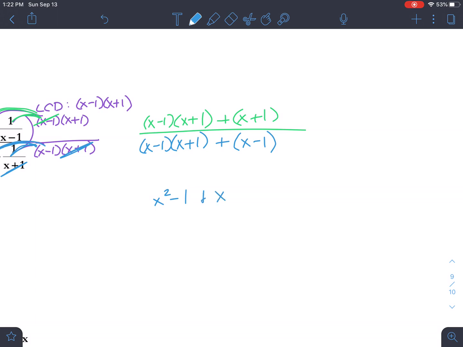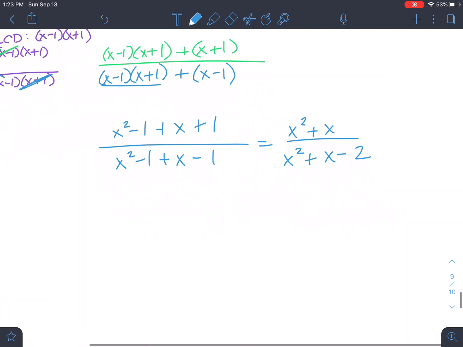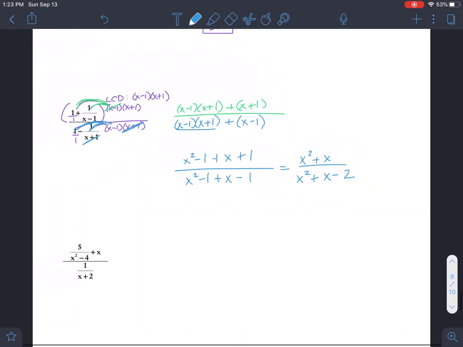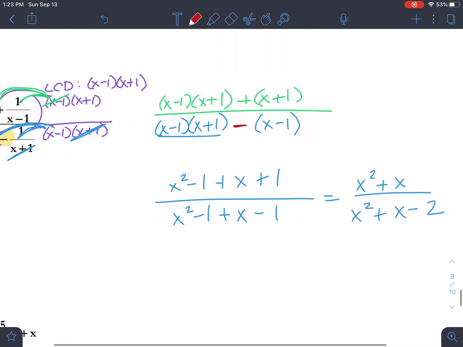So the top, I get this, sorry about that, plus x plus 1 divided by, this again is x squared minus 1 plus x minus 1. So let's see what we get here. That gives us x squared plus x divided by x squared plus x minus 2. Okay, and let's see if we can do anything else here. Okay, oh no, I thought I messed up. Okay, wait, let's go back. Right here, total fluke here. My bad. This should have been a negative. I'll do it in red here. I'm sorry about that. I knew this wasn't how it turned out.